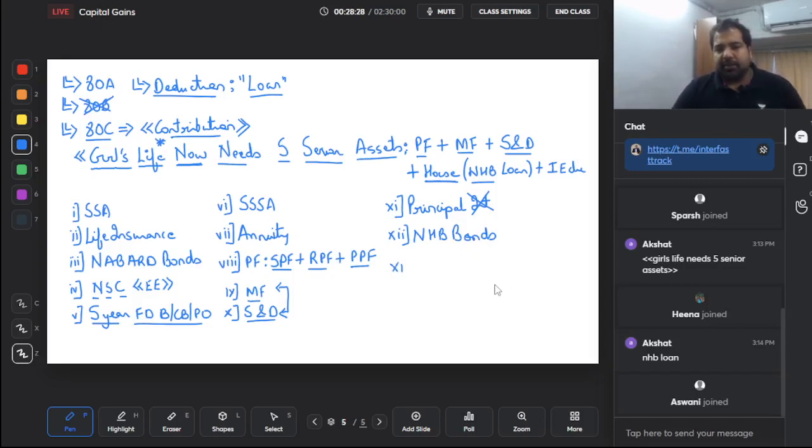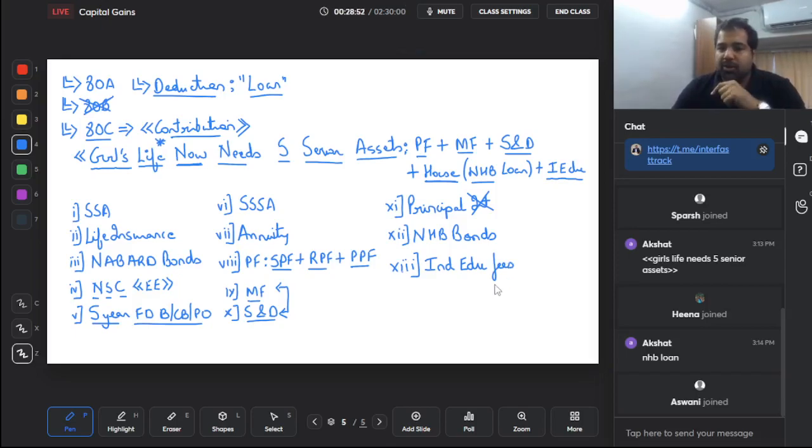And last, guys, if India has to progress, people have to study well, just like you are. So if you pay Indian education fees, tuition fees, you get a deduction. Yes, it has to be for Indian education. Yes, but not for yourself. For your children, you are paying Indian education fees, you will get a deduction.